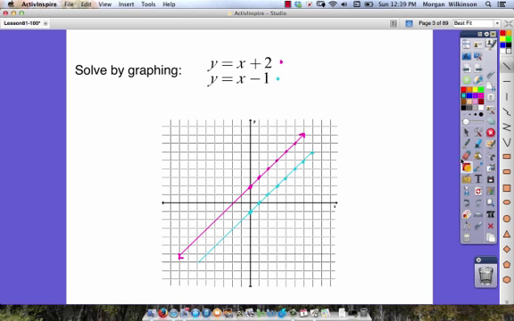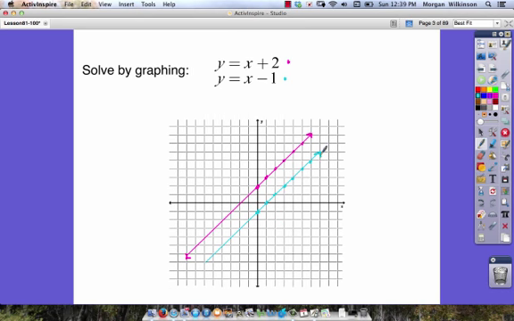And what you can see here is that when we have our two straight lines, they just look like railroad tracks. In this problem, there is no point of intersection. So this example has no solution. And that's what we'll call it, no solution, because they will never intersect. Let's look at one more.